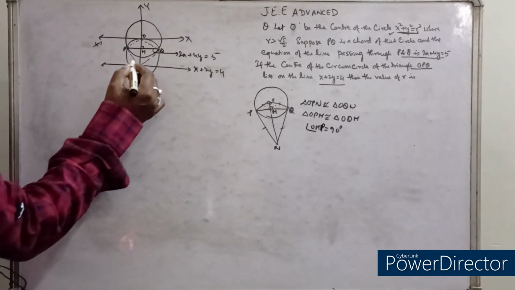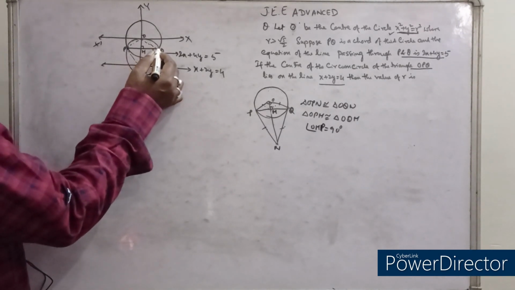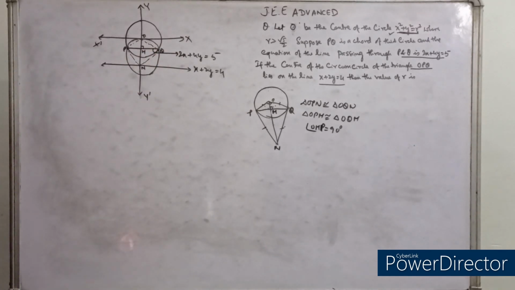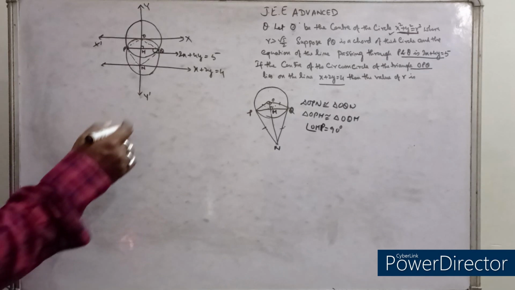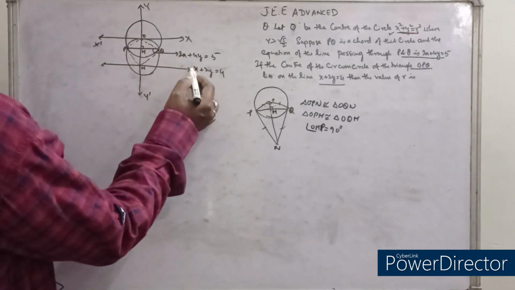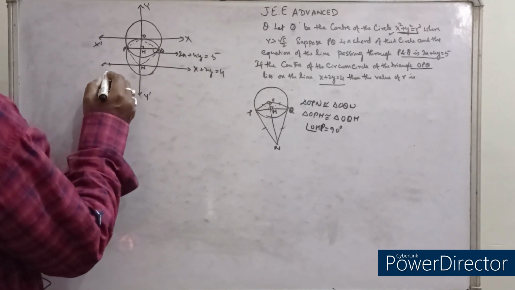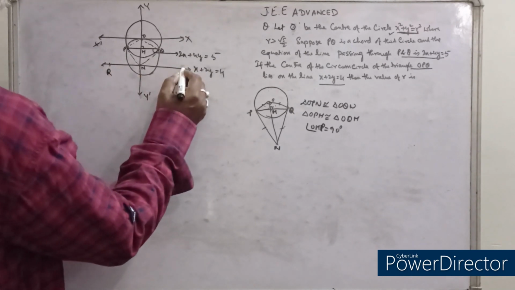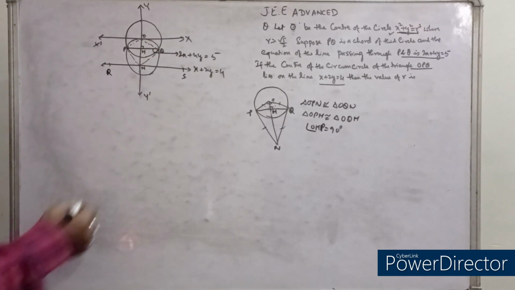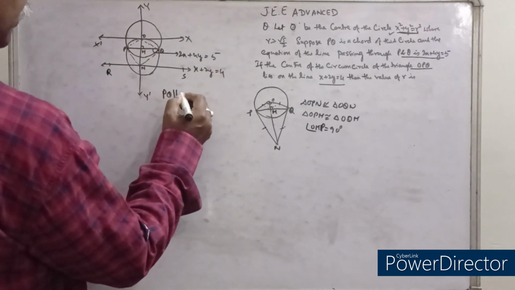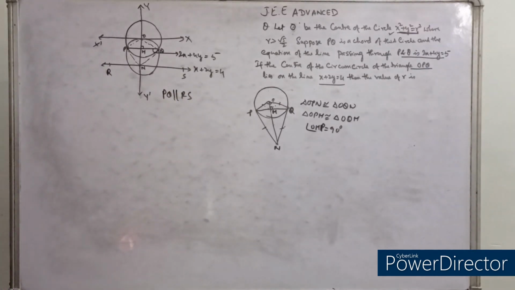So here this becomes a tangent because it is touching the circle. So here this is 90 degrees. Now you see that this PQ line is parallel to this line. Let me take say RS, this line RS. You see that your PQ line is parallel to RS. How have I concluded it?